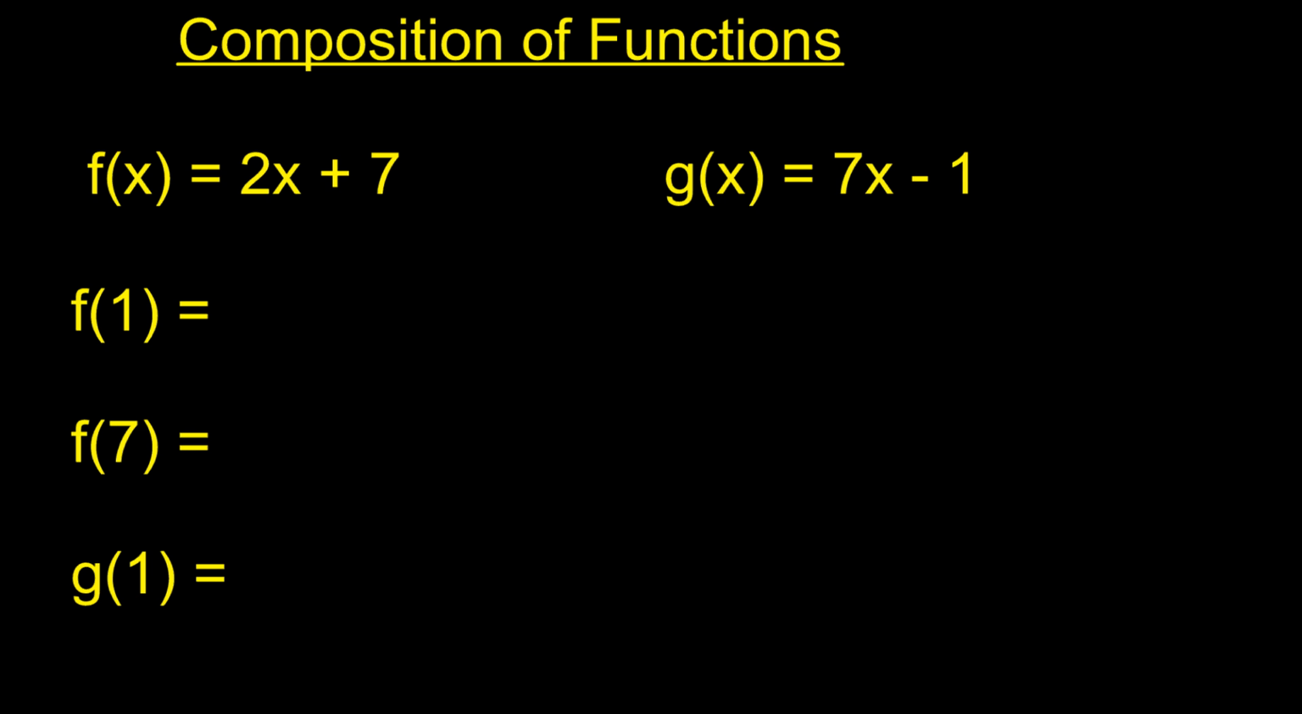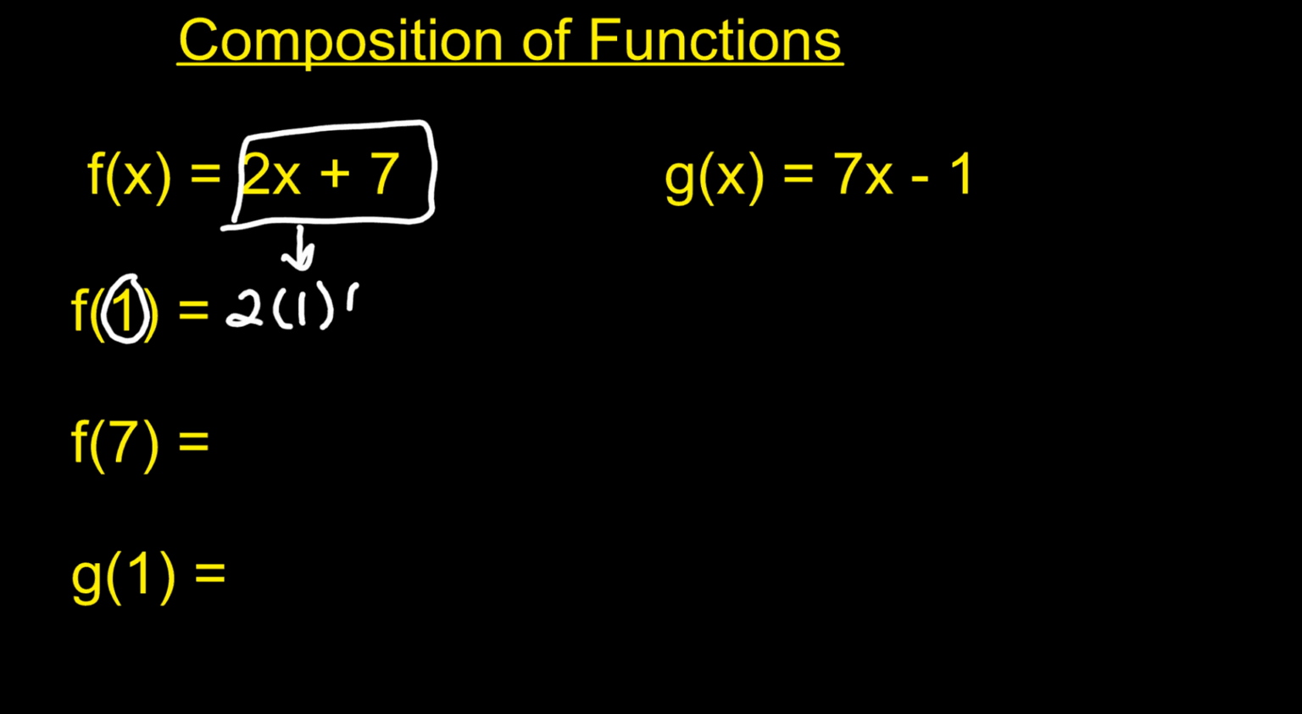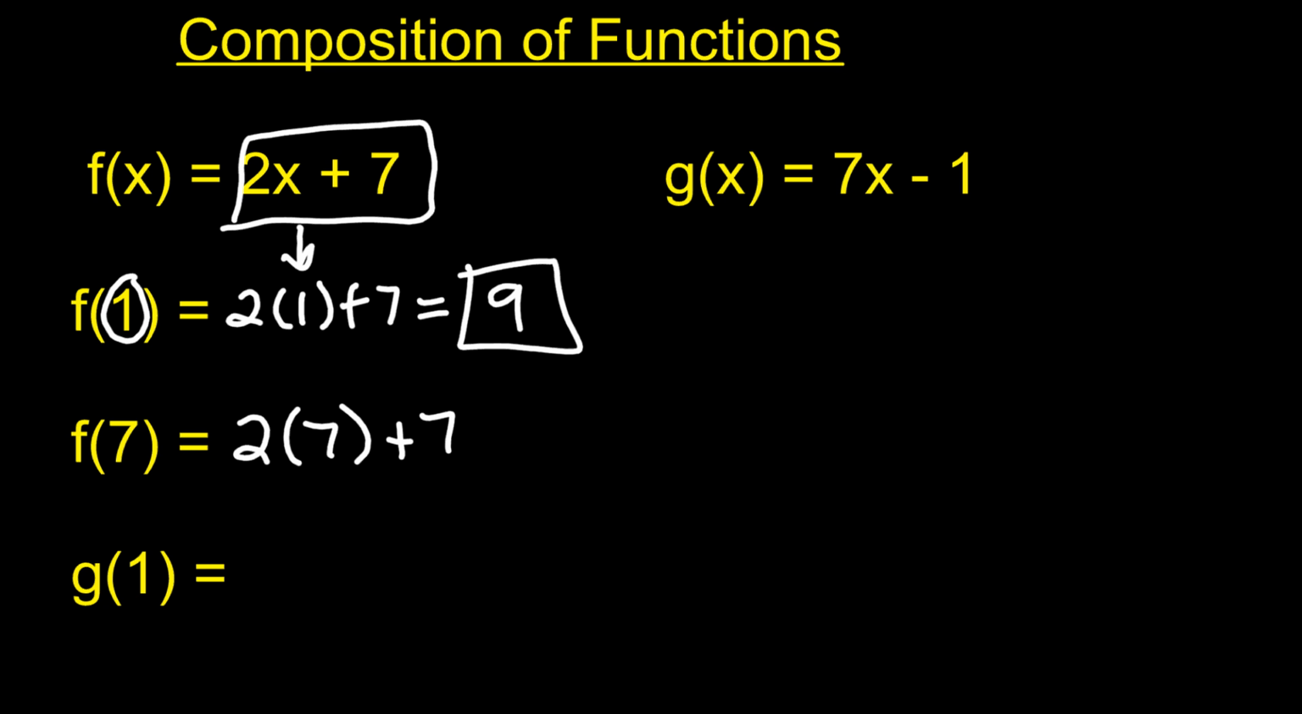So for f of 1, what that means is we're going to take the f of x function, 2x plus 7, and we're going to put 1 in everywhere we see an x. So this is going to be 2 times 1 plus 7. And 2 times 1 is 2, plus 7 is 9. So this is just evaluating a function. You're just plugging a number in for x. So if we have f of 7, once again, instead of x, we replace x with 7. So 2 times 7, and then plus 7. 2 times 7 is 14. 14 plus 7 is 21. So that would be f of 7.